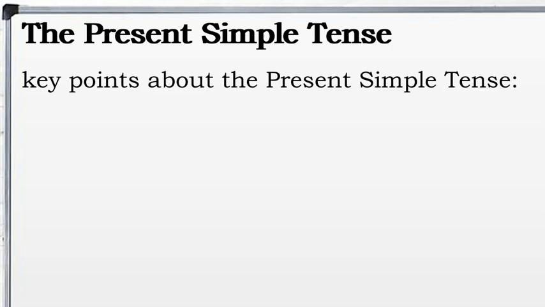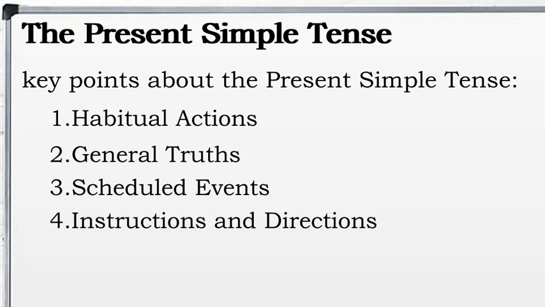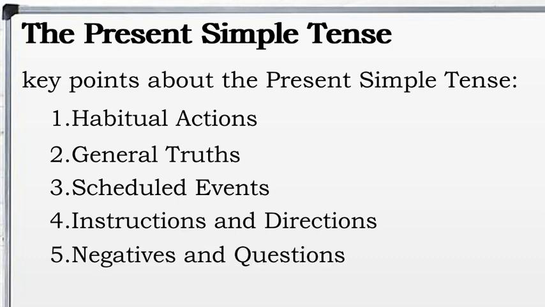Some key points about the present simple tense. Habitual actions. General truths. Scheduled events. Instructions and directions. Negatives and questions.